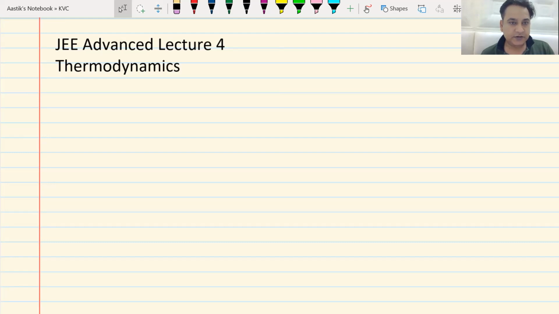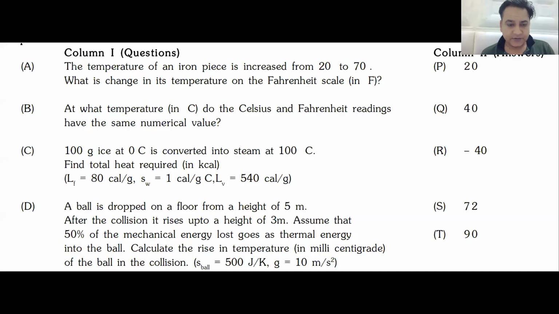And let me start with this question, which is a very simple one, and I hope you can do this. This is match the column type, a simple question, so I think you should be able to do this. So here comes the question. I think this is question number 44 from your sheet. The temperature of an iron piece is increased from 20 to 70 degrees Celsius. What is the change in temperature on the Fahrenheit scale? You will be able to do this, yes or no?